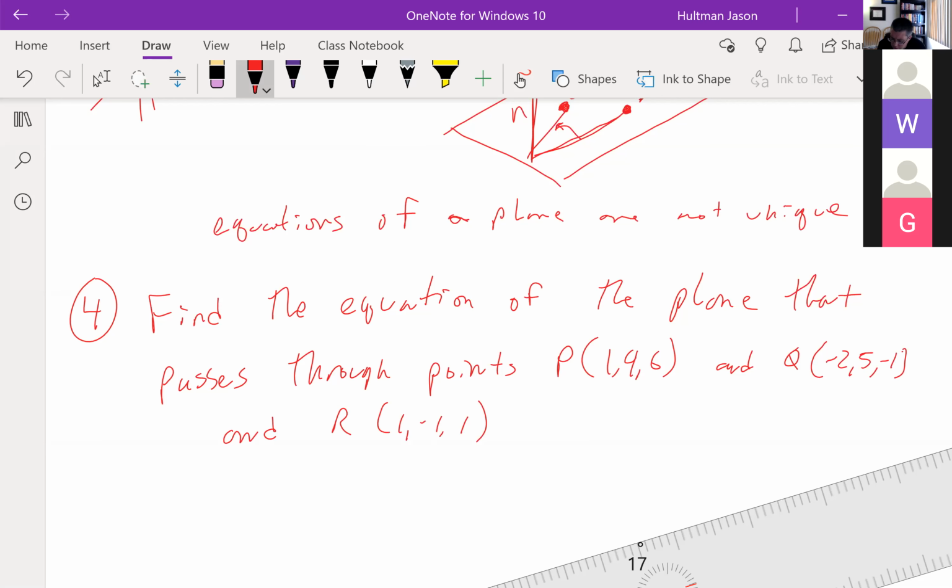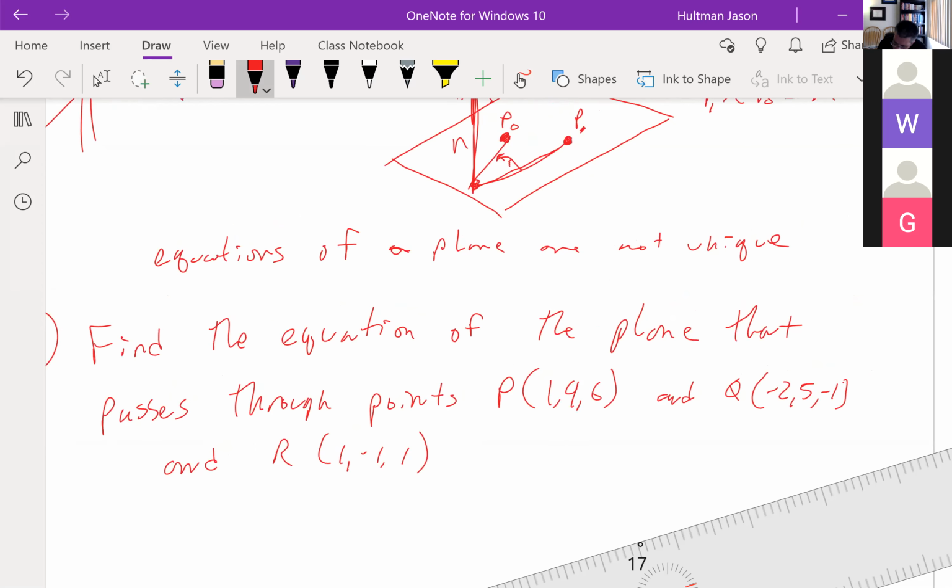Okay, so 2 points to find a line, 3 points to find a plane. Oh yeah, I think that's what I was missing here, was the third point. You have to have a third point. Makes sense. So P naught, P1, and P2. So 3 points to define a plane.